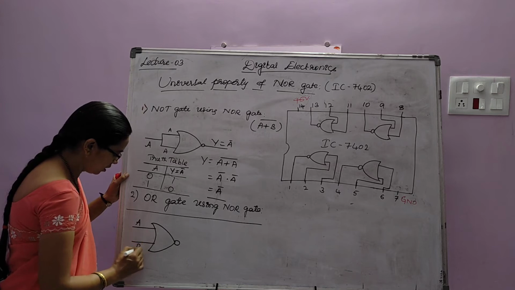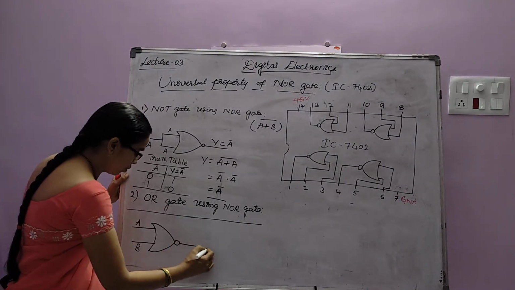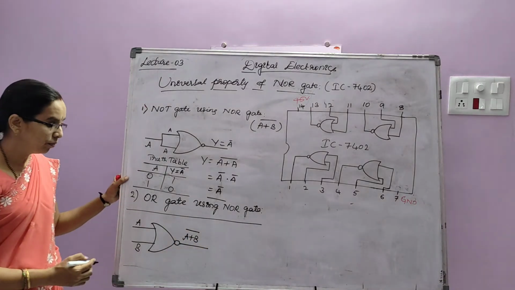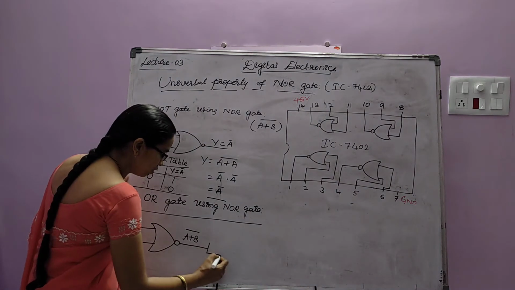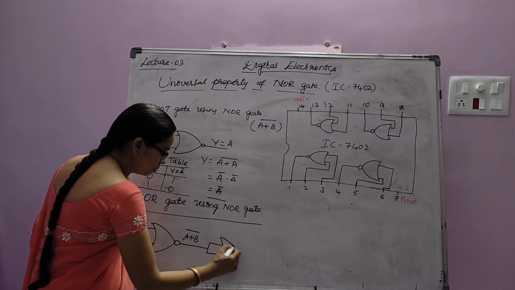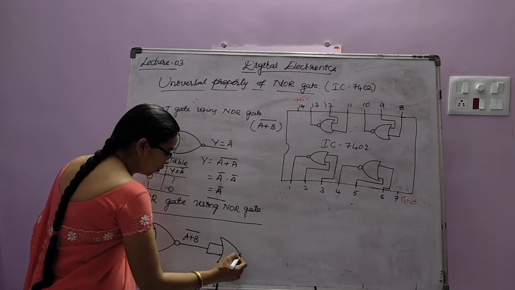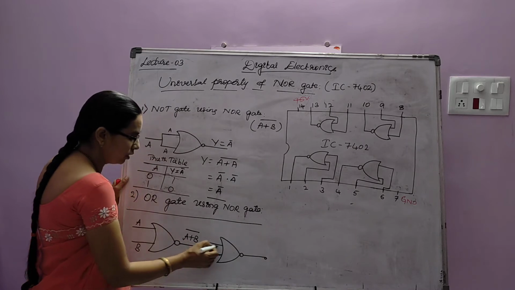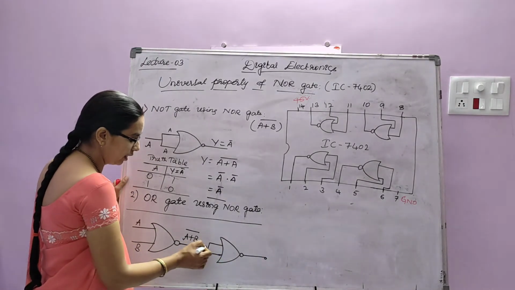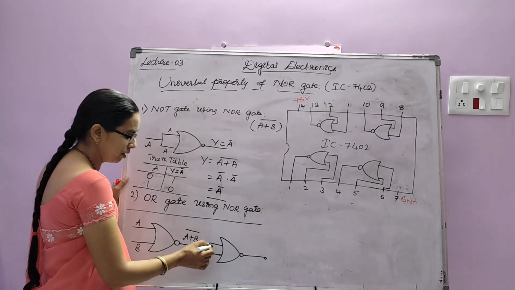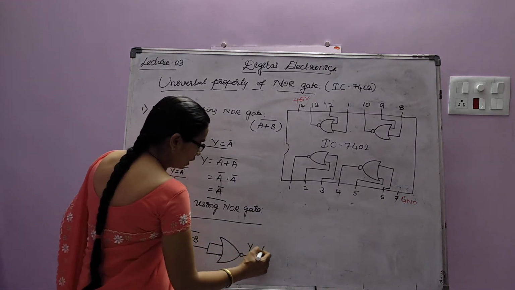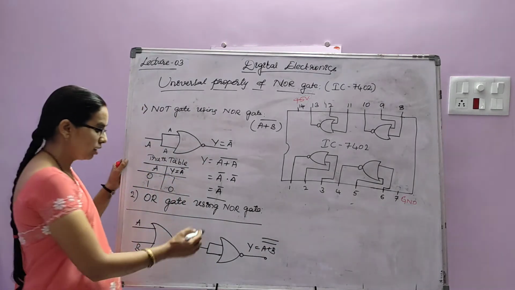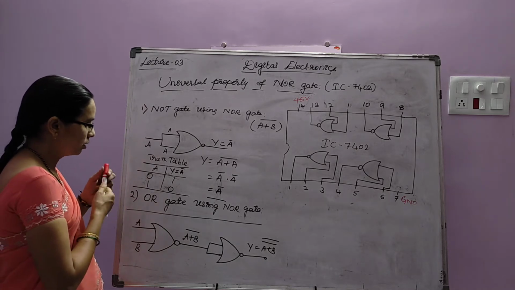If A and B are the inputs of this NOR gate, the output will be (A plus B) whole bar, and this output is passed through a NOT gate, which is also a NOR gate. NOT gate using NOR gate: both the inputs of this NOR gate are joined, and the input will be (A plus B) whole bar. The output will be (A plus B) whole bar, whole bar. This is the NOT gate circuit.